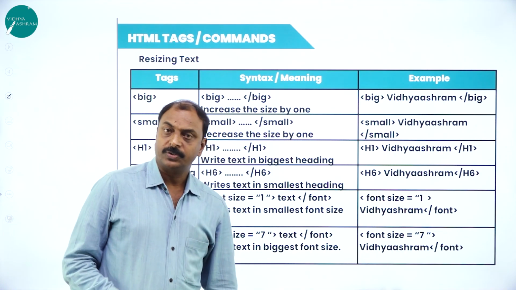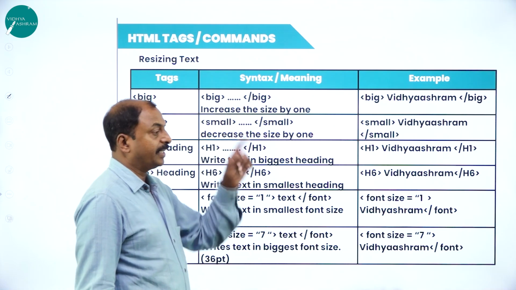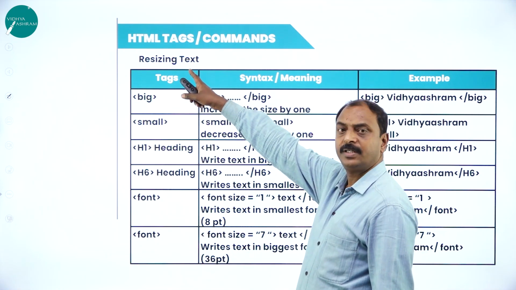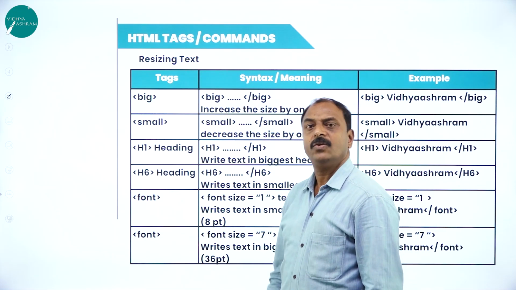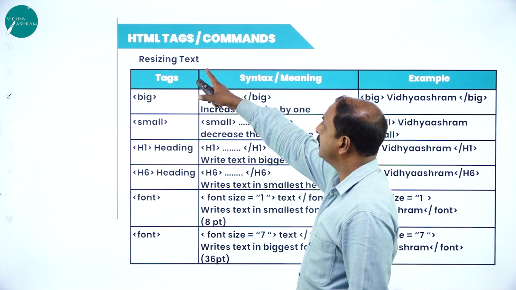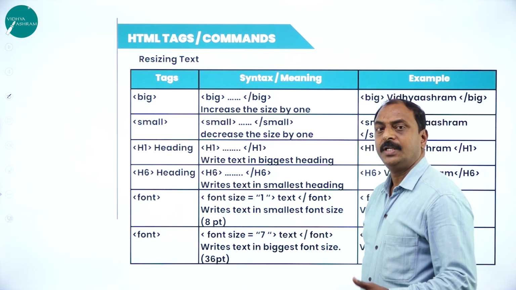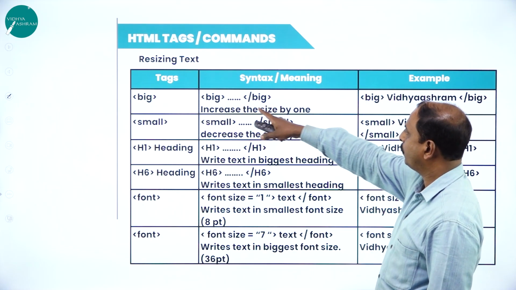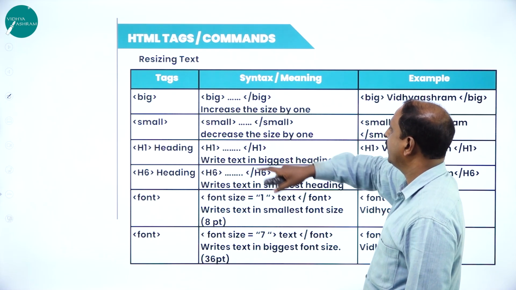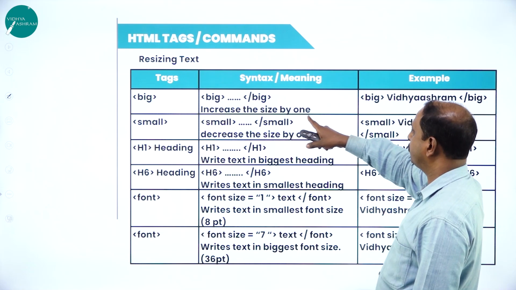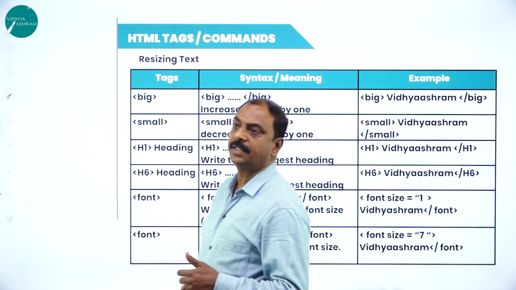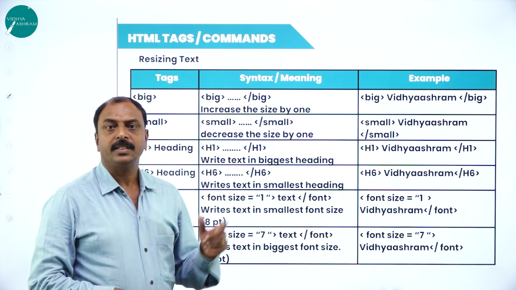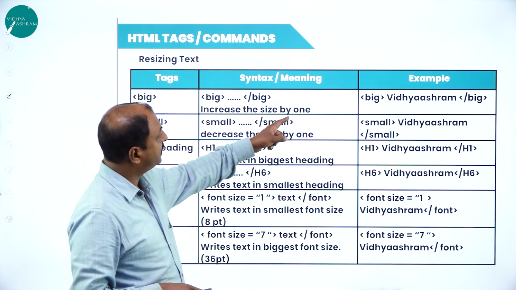Now let us look into some other basic tags. This is resizing text. We can have a different font size here. So in HTML we have the big tag. This is the open tag, and this is the close tag. It increases the font size by 1 point greater than the normal size.